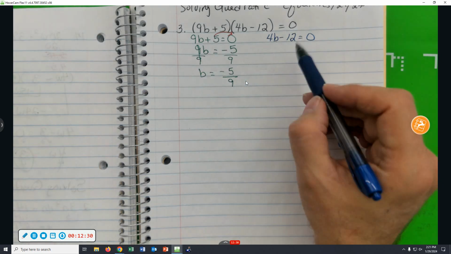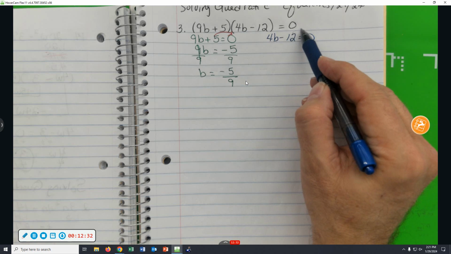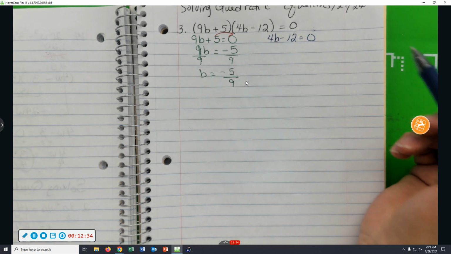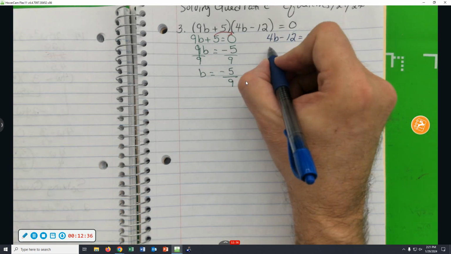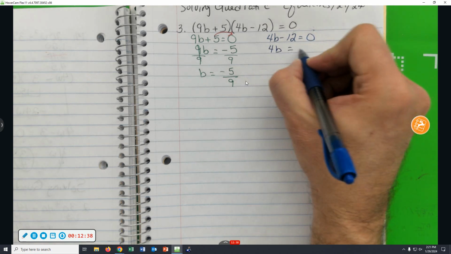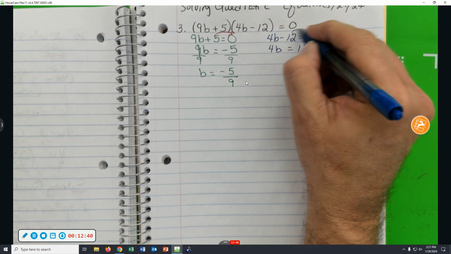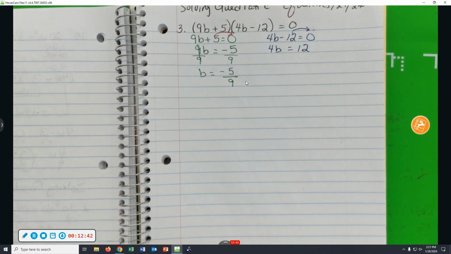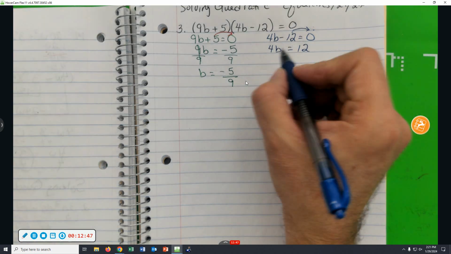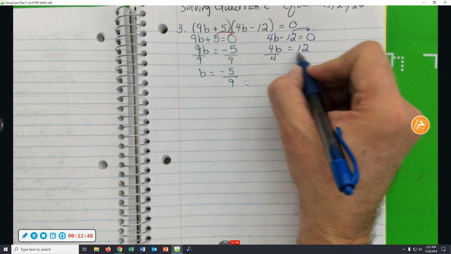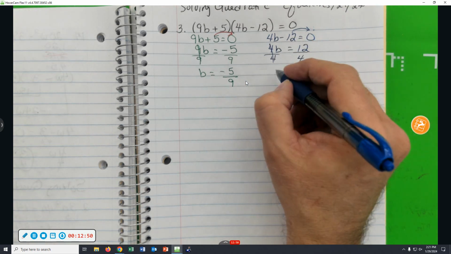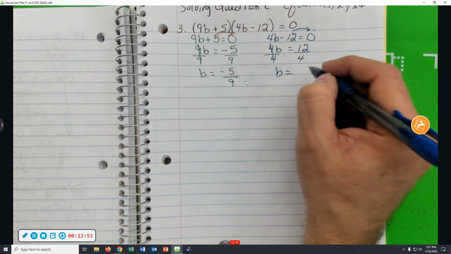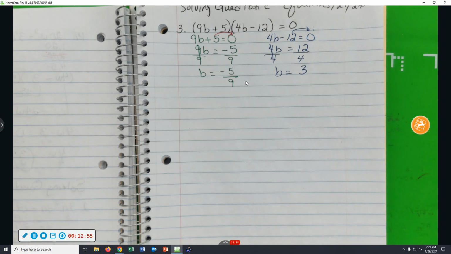What about this one here? We move the 12 over, add 12. And then what do we do? Divide both sides by 4. So we have b equals 12 divided by 4. Well, that's just 3.